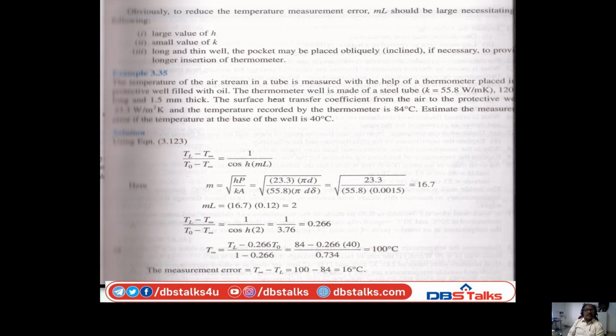The temperature of the air stream in a tube is measured with the help of a thermometer placed into a protective well fitted with oil. So there is a pipe, and over that there is a small hole where the thermometer is fitted.